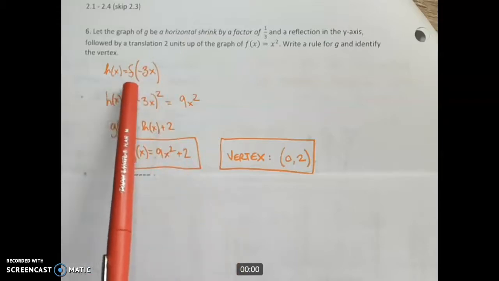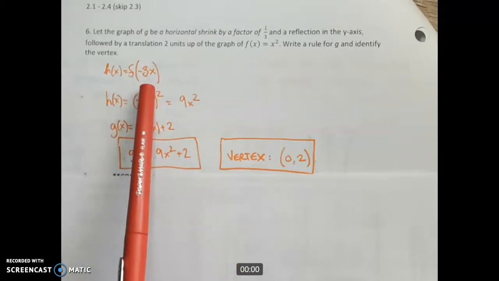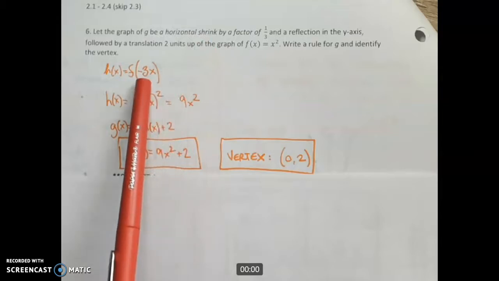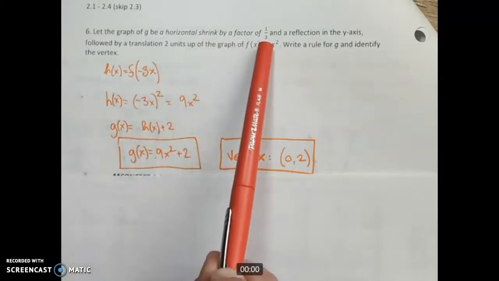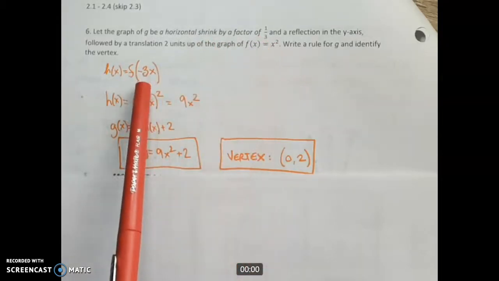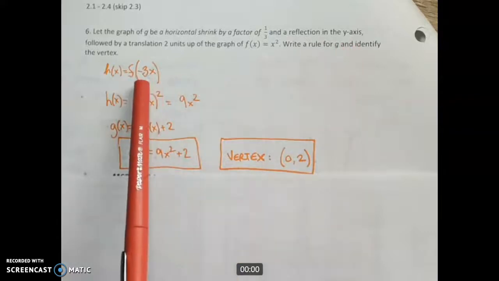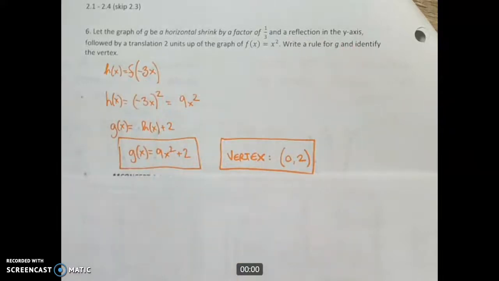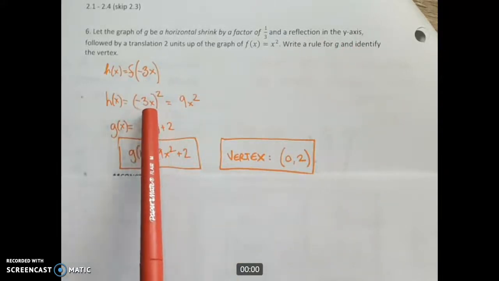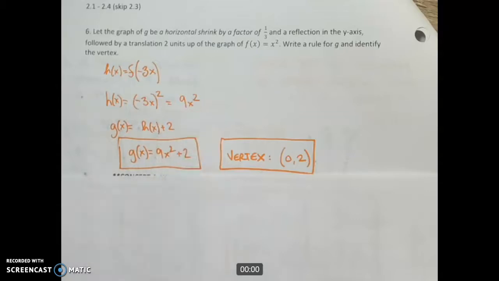Okay, so h of x equals f of negative 3x. Horizontal goes inside. Shrink by a factor of 1/3. You take the reciprocal, so it's 3. Reflection in the y goes on the inside. Square that, so negative 3x times negative 3x is positive 9x squared. So there's your h of x.